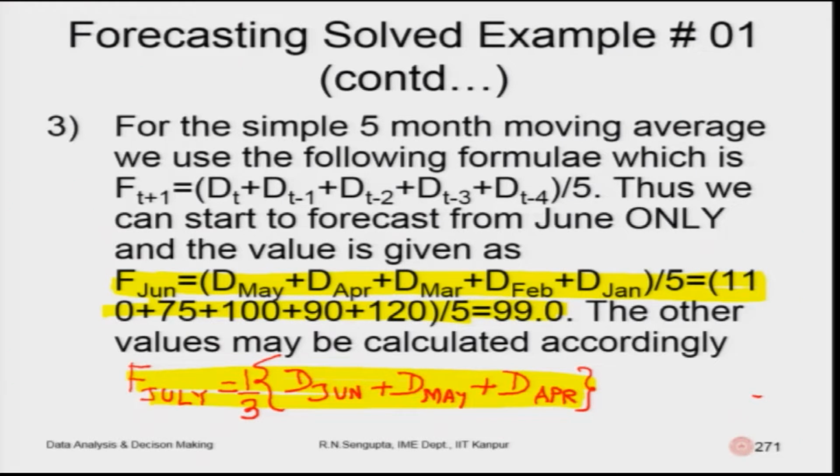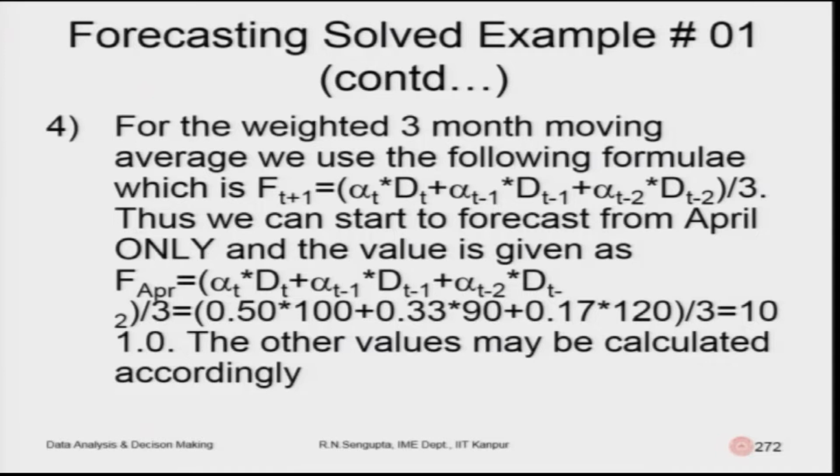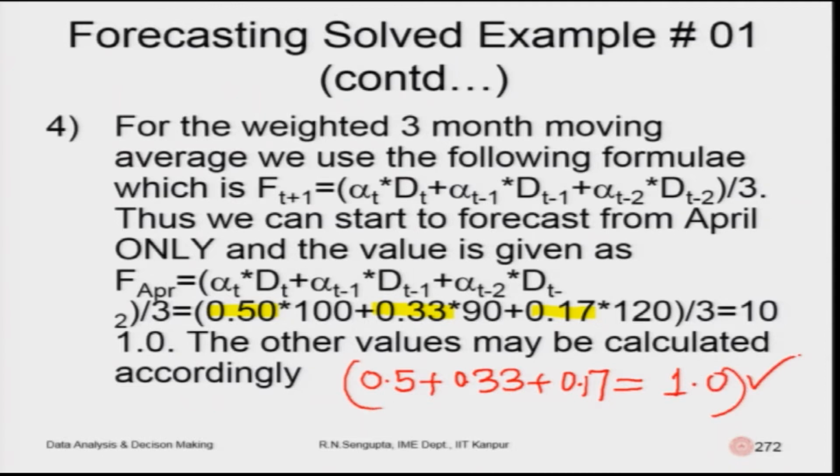Similarly, for August and continuing this way. Now, we are trying to find out the weighted 3-month moving average and we will use the weights accordingly. The weights are given as I will highlight them: 50%, 33%, 17%. So, what is the weight? So, the weight is 1. So, that should be the case.